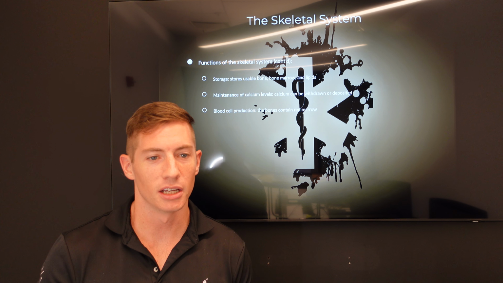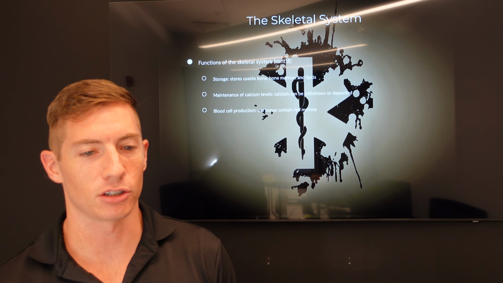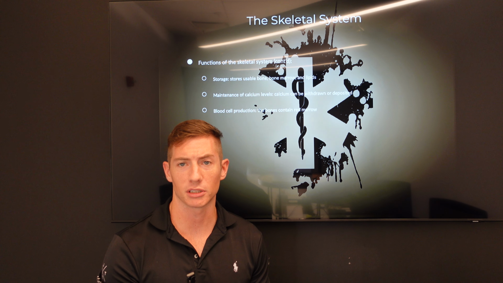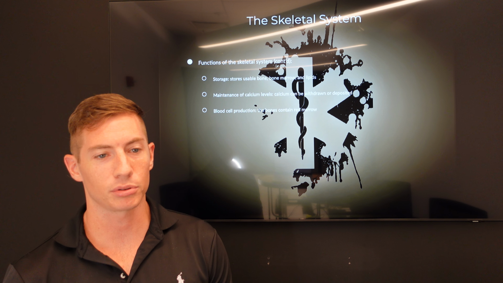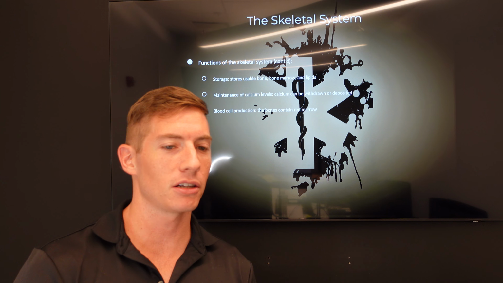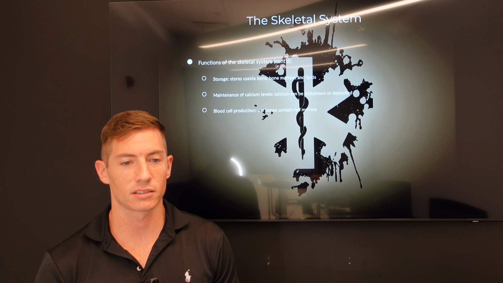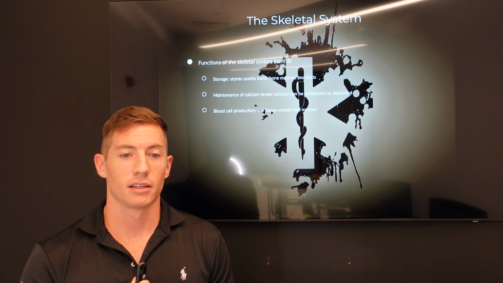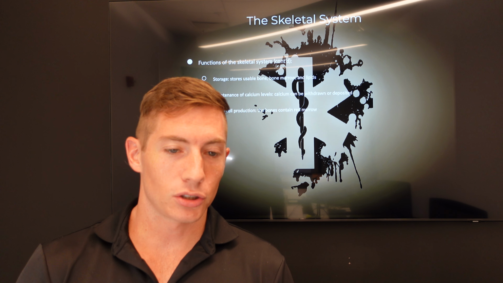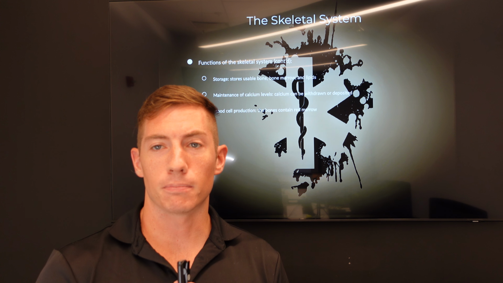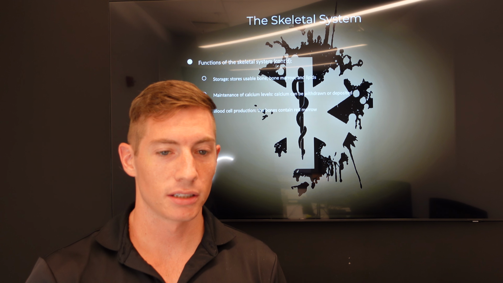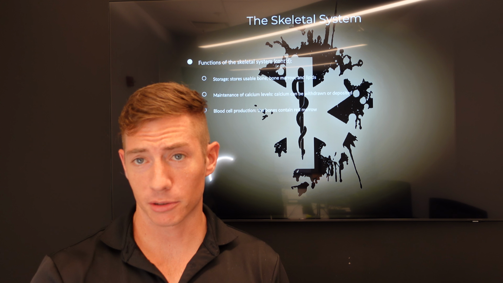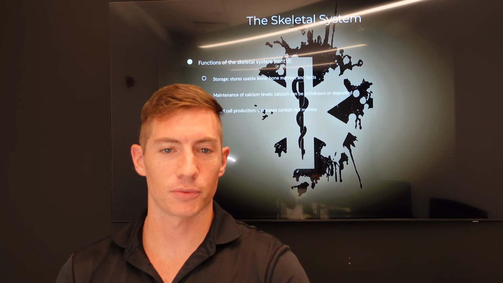Blood cell production. The bones contain red marrow, which is responsible for making red blood cells, white blood cells, and platelets. The location of red marrow is the site of blood cell production. This is called hematopoiesis. Hematopoiesis varies with age.